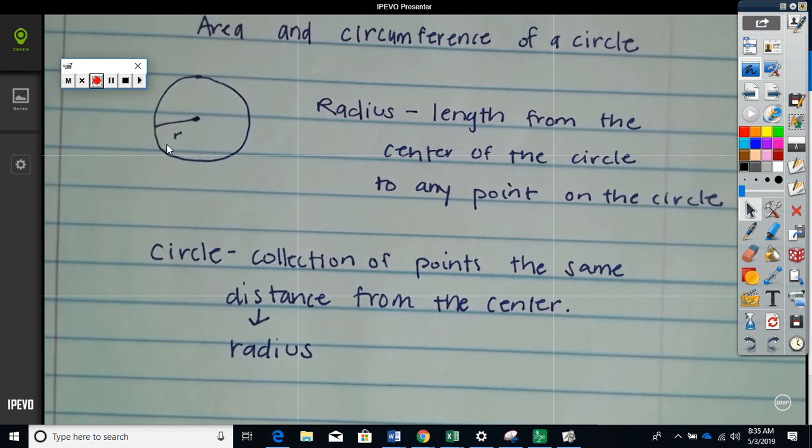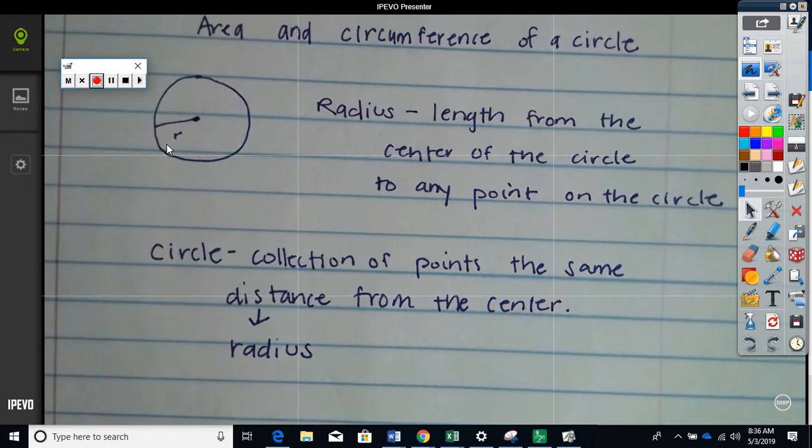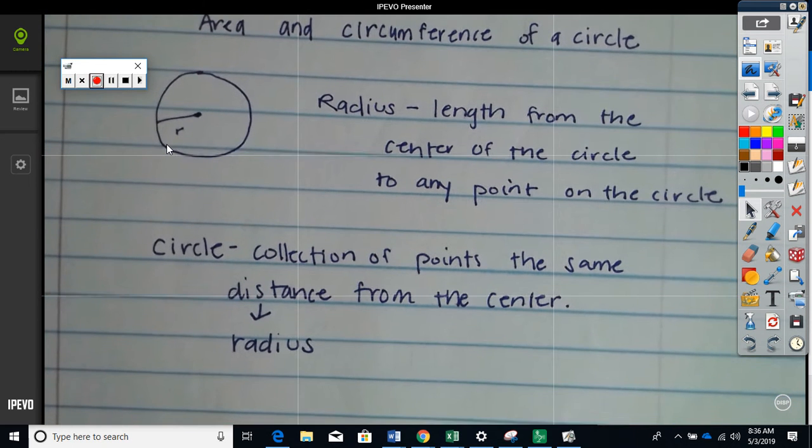Yes, ma'am. Yes, for circumference, we'll get to that in just a minute. Has everyone written the part about the radius?